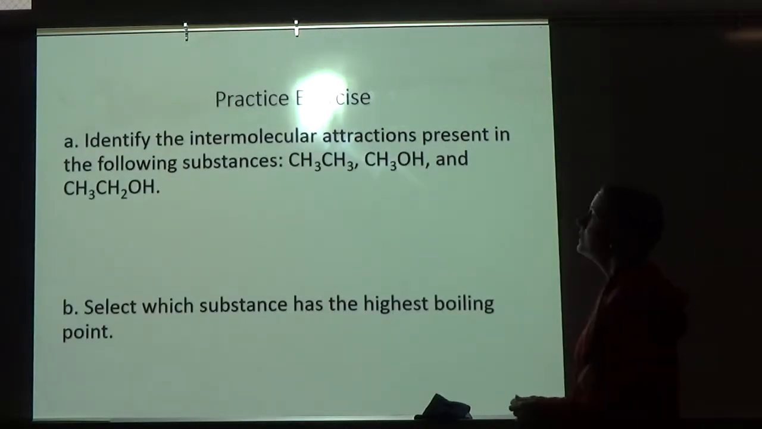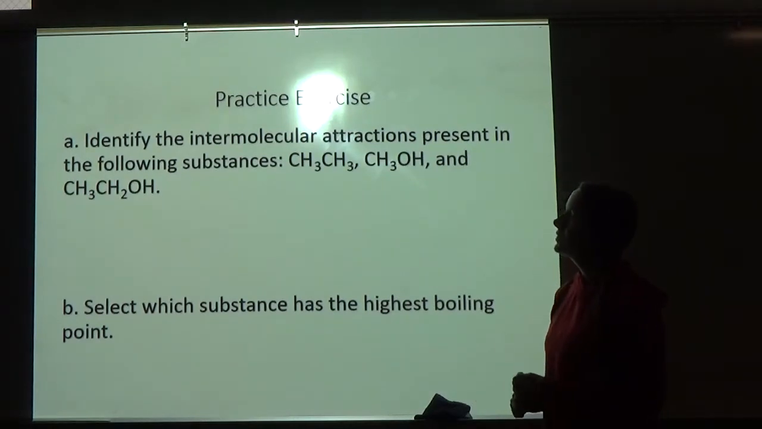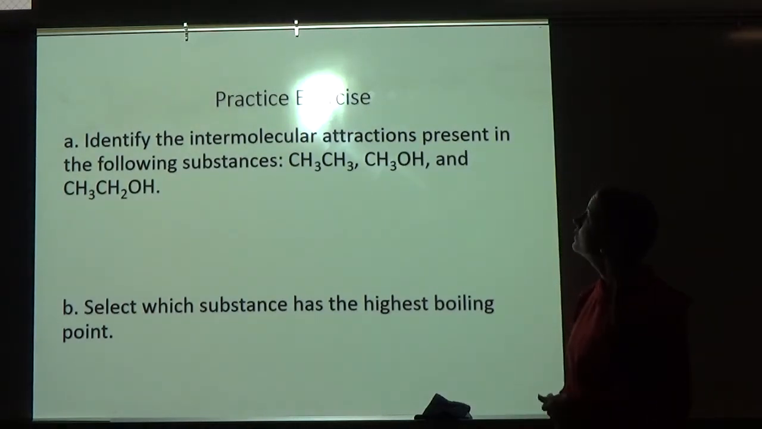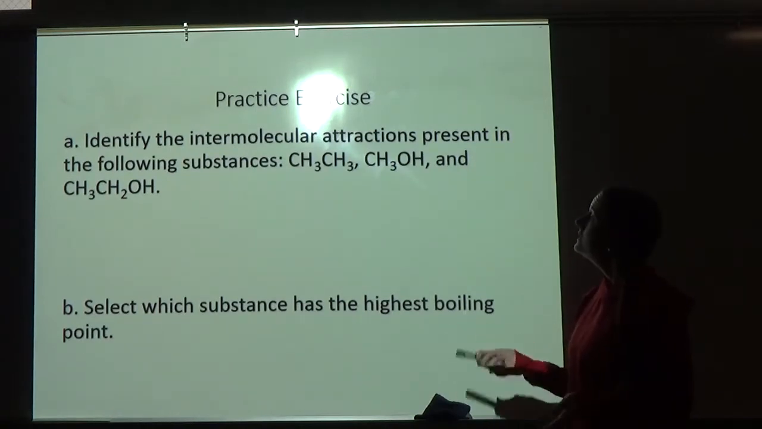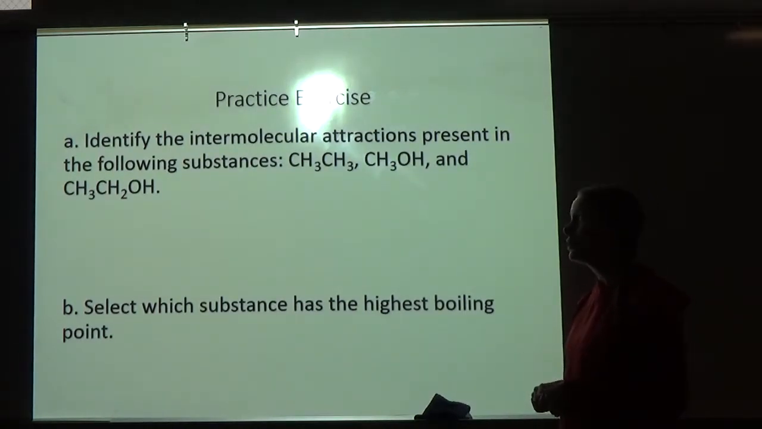So maybe pause the video and try this one. I'll assume you've done that and we'll look at it together. It says identify the intermolecular attractions present in the following substances. So we have CH3CH3, CH3OH, and CH3CH2OH.